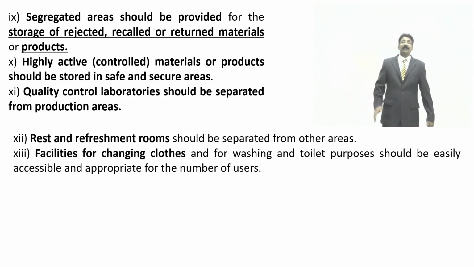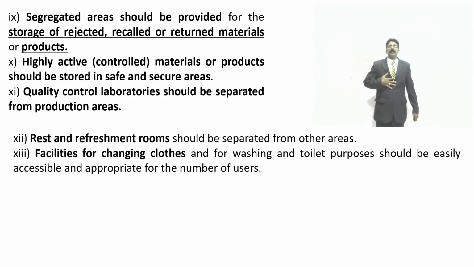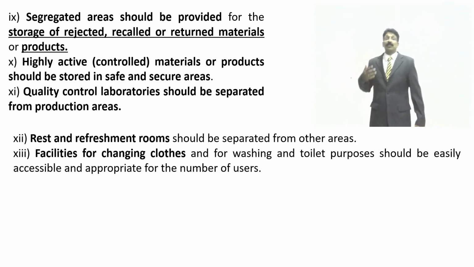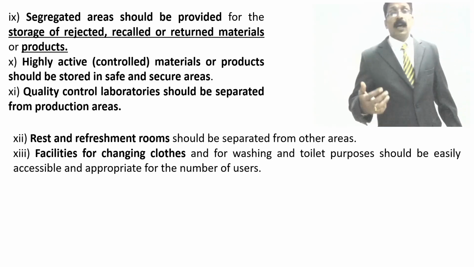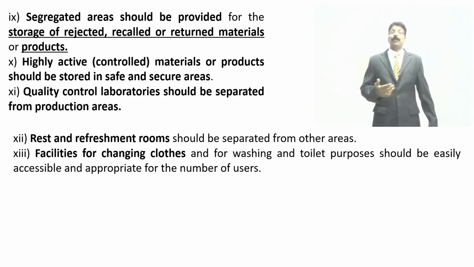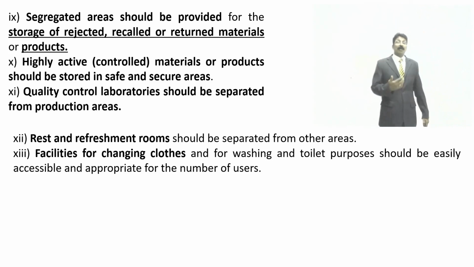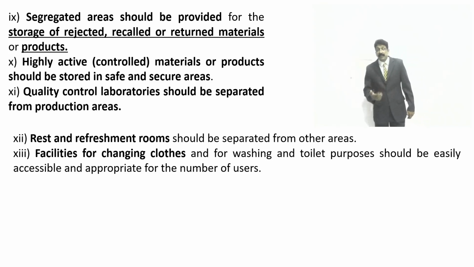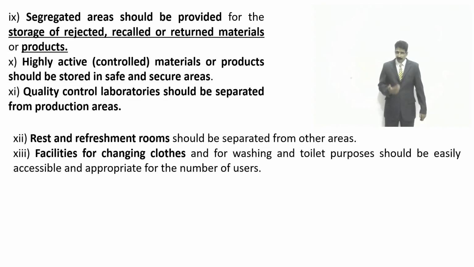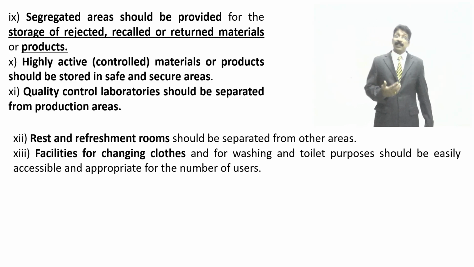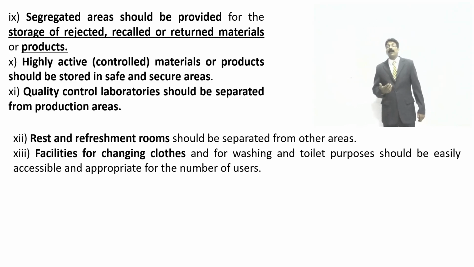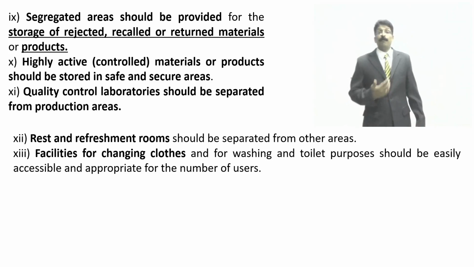Facilities for changing clothes, and for washing and toilet purposes, should be easily accessible and appropriate for the number of users. So according to how many users there are, you should increase the number of toilets and restrooms for the employees. This is one of the parameters for maintenance of good manufacturing practice in buildings. So this is also a very, very important point which has to be maintained.